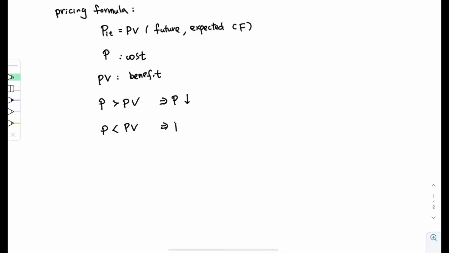So here it tells us that when the price is greater than the present value, no one wants to buy it, and the price should fall. When the price is less than the present value, everyone wants to buy it, and the price should increase. Therefore, toward the end, the price will stop at the point where it equals the present value. And that is why this is the general formula for coming up with the price for an asset.